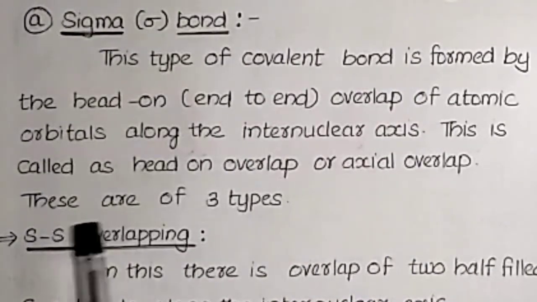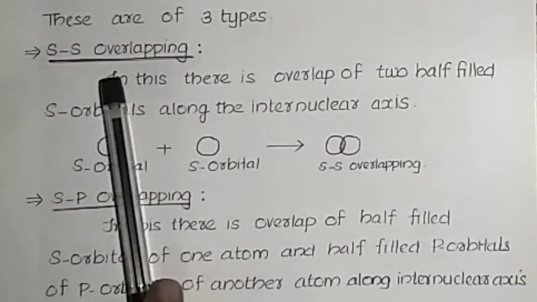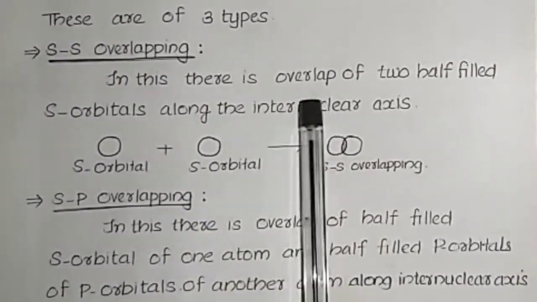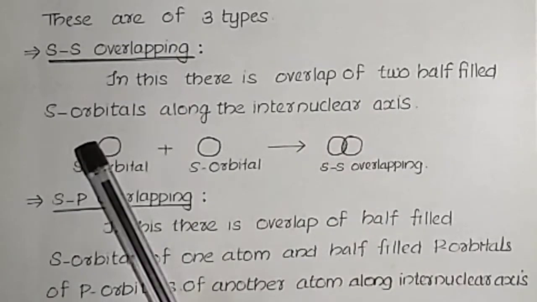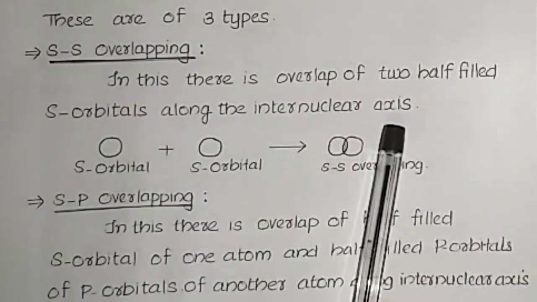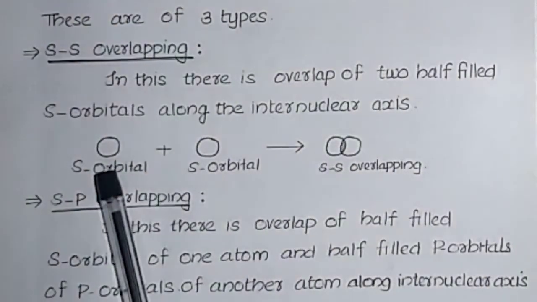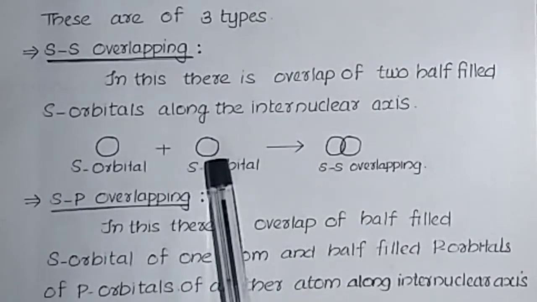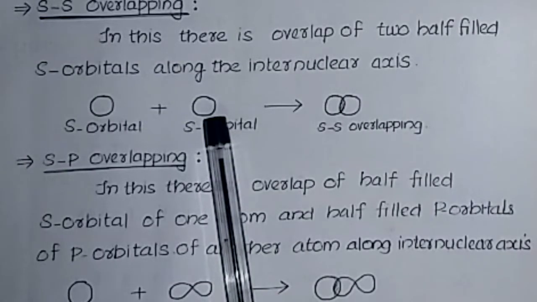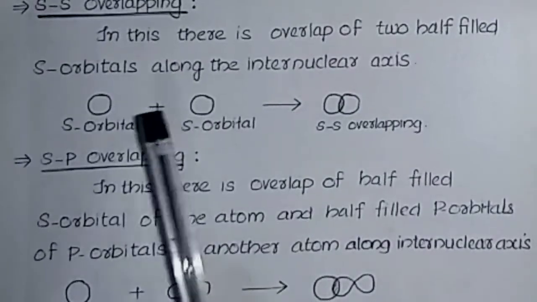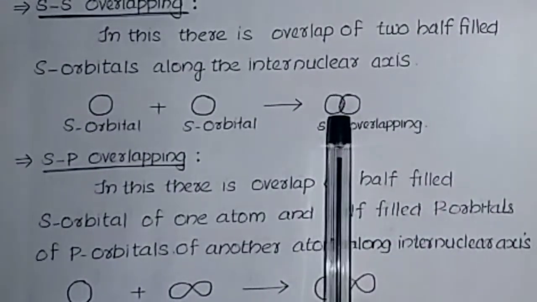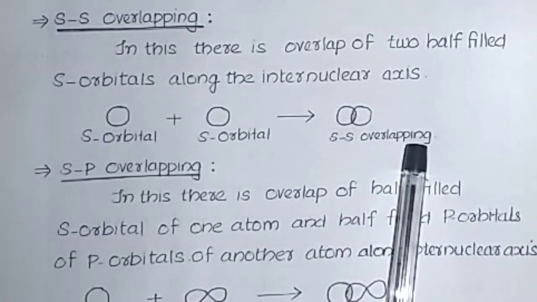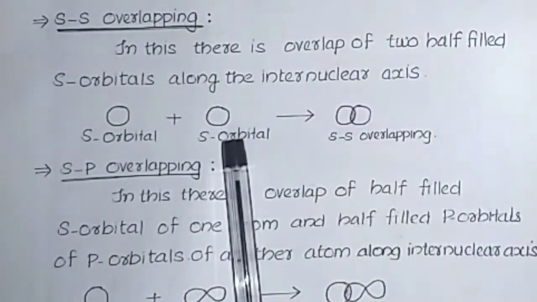These overlappings are of three types. The first one is SS overlapping. In this overlapping, there is an overlap of two half-filled s orbitals along the internuclear axis. This is a half-filled s orbital of one atom, and this is a half-filled s orbital of another atom. When they come closer to each other, they overlap. This overlapping is known as SS overlapping, where one s orbital overlaps with another s orbital.